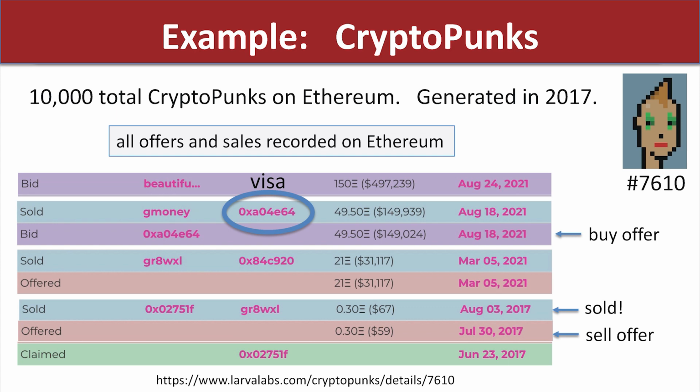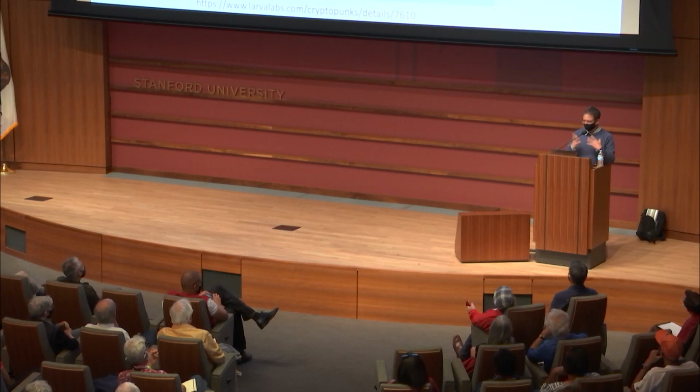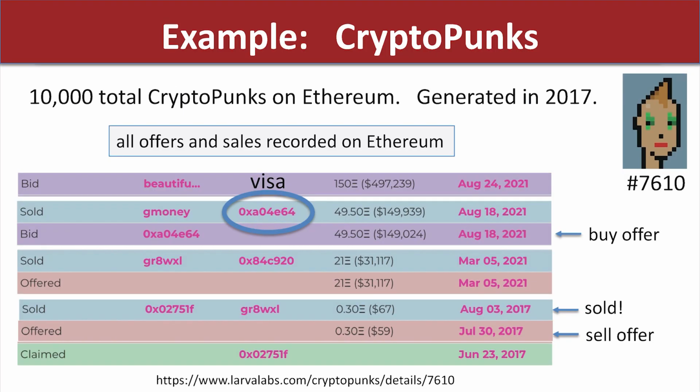0xA04E64. Does anybody know who 0xA04E64 is? So this is not a household... Somebody said something. Visa, very good. Amazing. So I was going to make a joke that this is not yet a household name, but I guess it is a household name. And in fact, this is Visa. The company Visa bought an NFT to show that this is an important area. They're getting into the space, and they want to be a part of it. And this is like what? This is like 3 or 4 months ago?